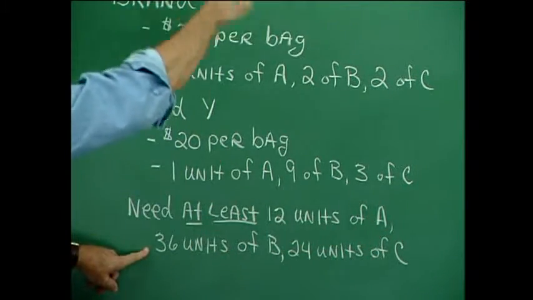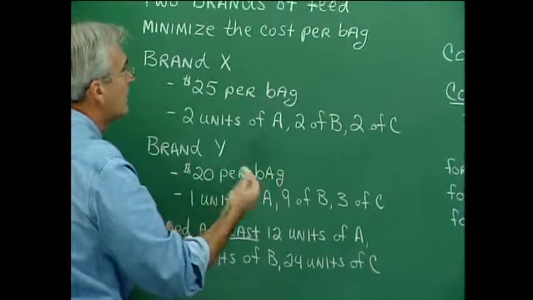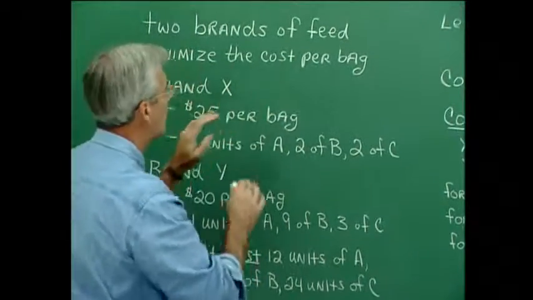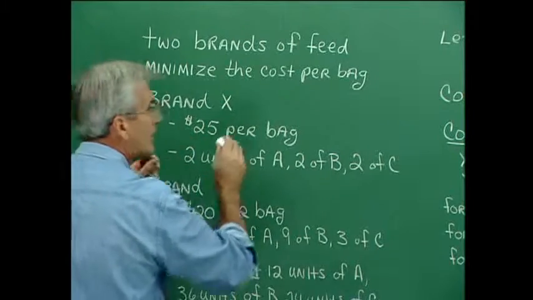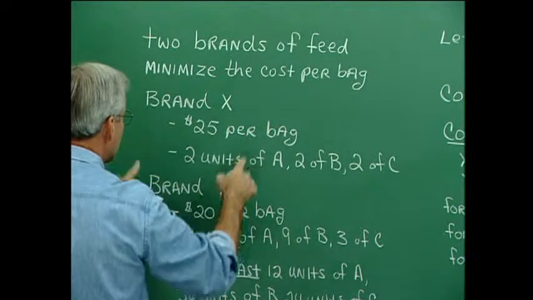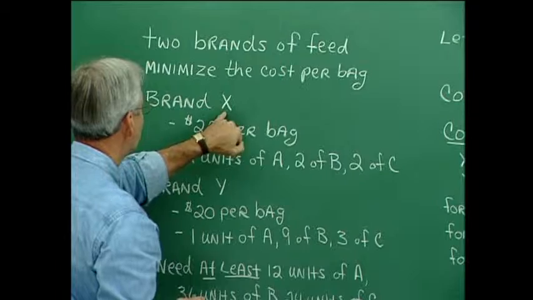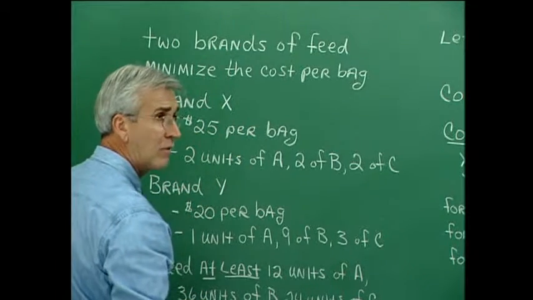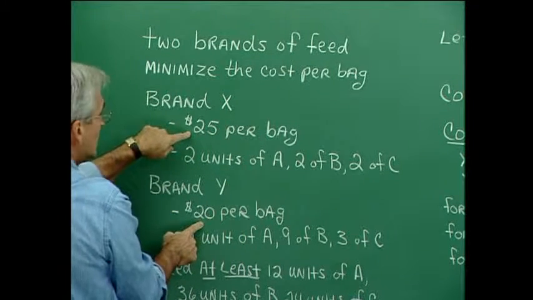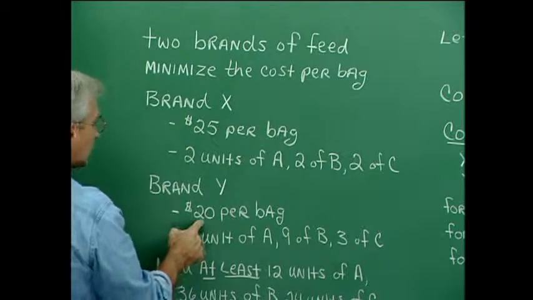Now, with all of this information, we begin to build our objective function and our list of constraints. All right, the objective function is the first thing we concentrate on, and it's the cost idea. Now, the cost of the feed here is the cost for the number of bags of brand X and the number of bags of brand Y. We're going to let X stand for the number of bags of brand X and Y stand for the number of bags of brand Y. And these cost $25 a piece, and those cost $20 a piece. So the total cost is just going to be X times 25, or 25X, plus 20 times Y.